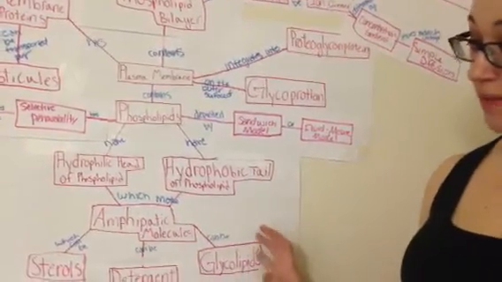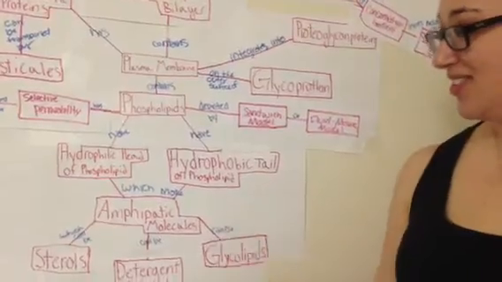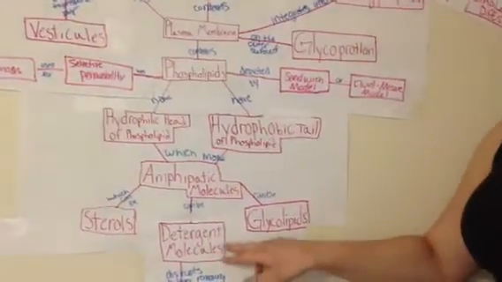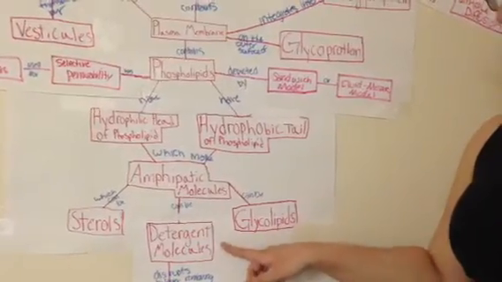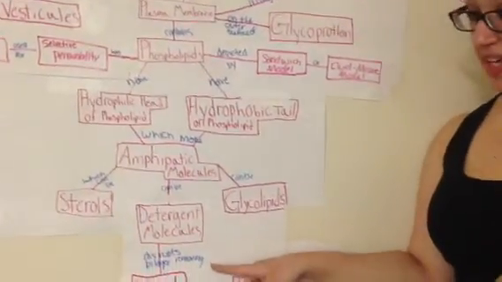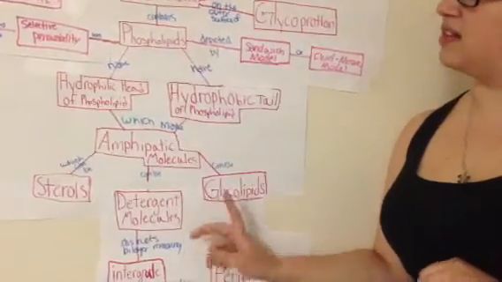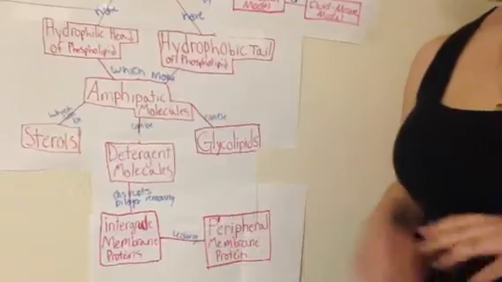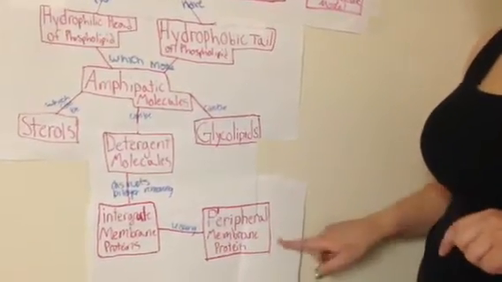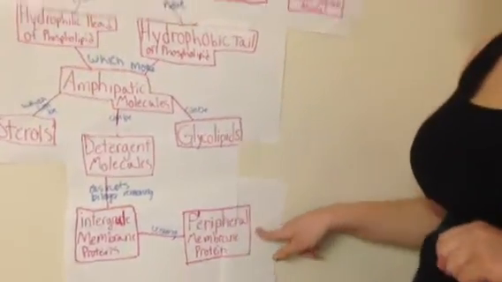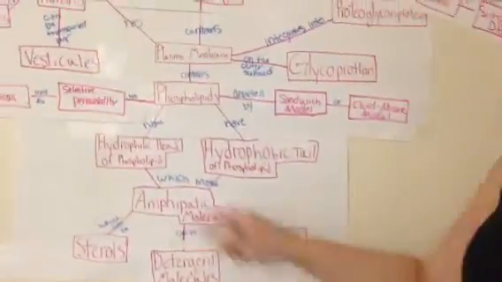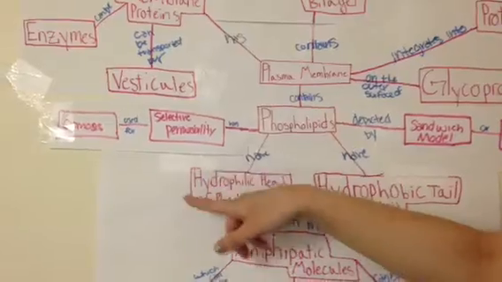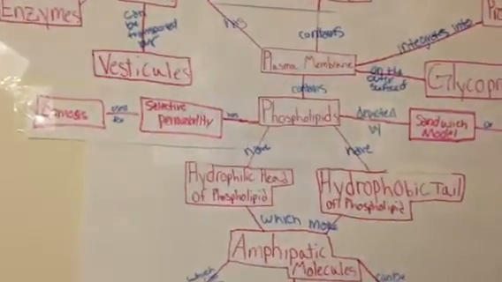Types of amphipathic molecules are sterols, glycolipids, and also detergents. When detergents disrupt the bilayer of the membrane, they take out the integral membrane proteins and leave the peripheral membrane proteins. Phospholipids also have selective permeability, which is used for osmosis.